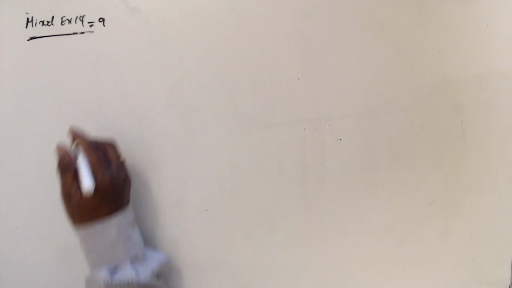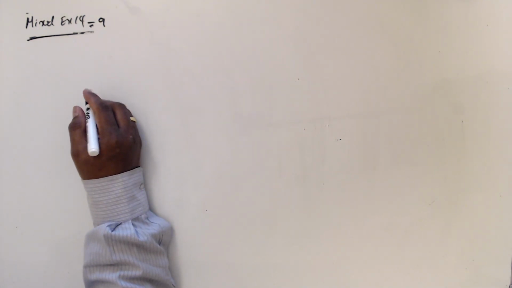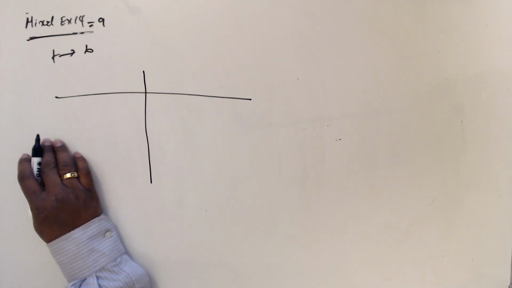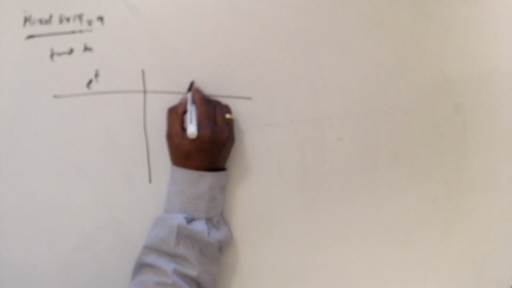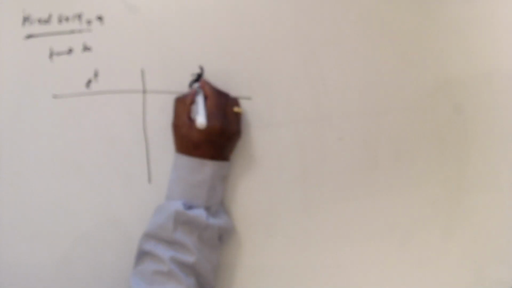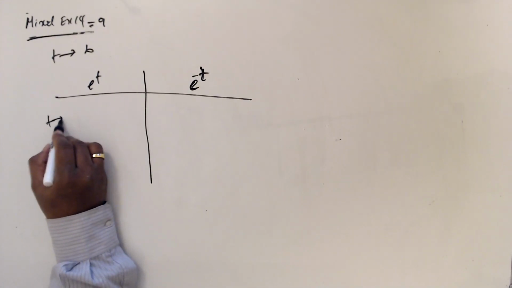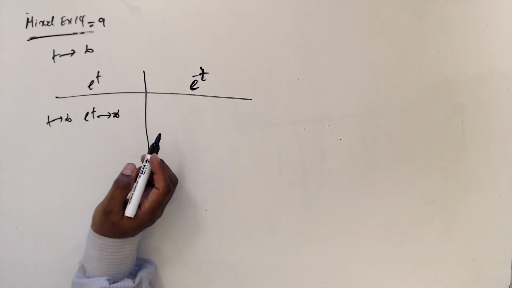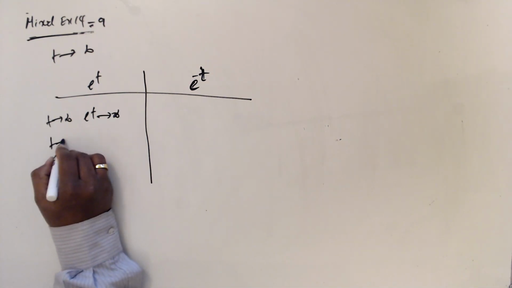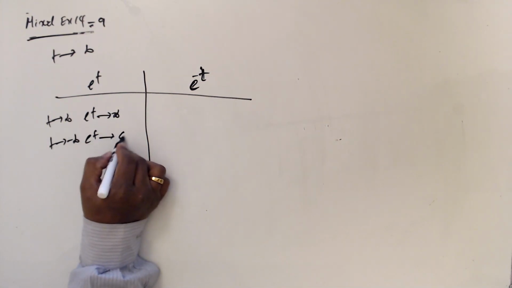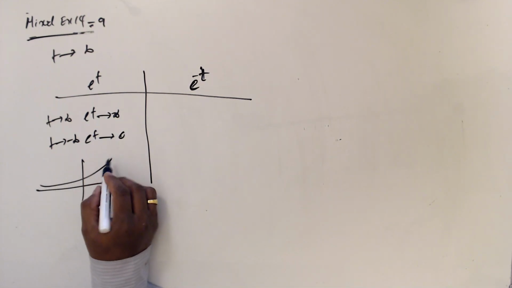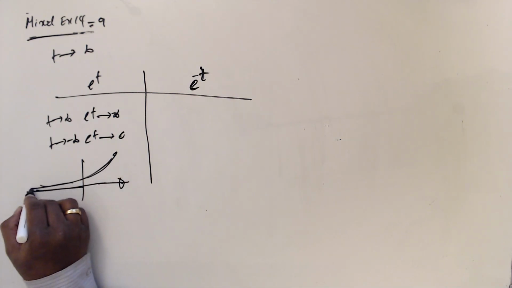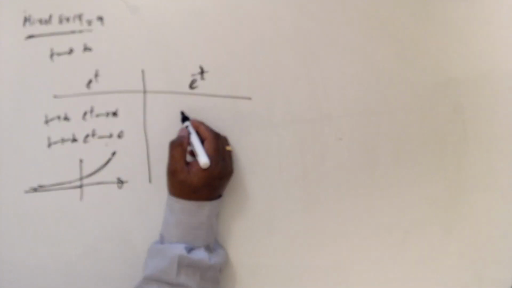Now the next question is: find the price when t goes to infinity. I always discuss two things: what is e to the t and e to the minus t. When t goes to positive infinity, e to the t goes to positive infinity. When t goes to negative infinity, e to the t goes to 0. That is why the graph is like that. Now in here, it is the opposite.